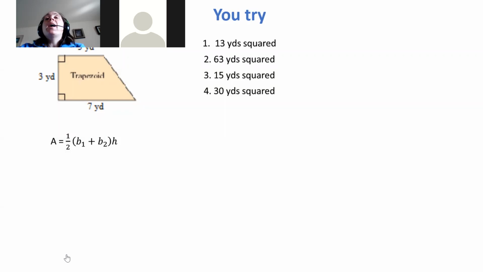Okay, so we have a figure here. We know what figure it is because it's conveniently labeled. We have a trapezoid. What's one way you guys think we could spot a trapezoid? How would we know, aside from it being labeled, that we have a trapezoid?